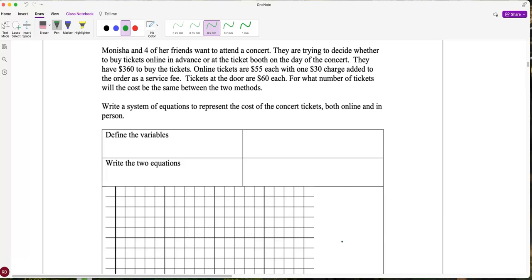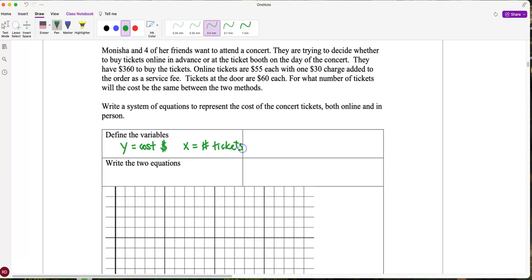Okay. Typically, people use x and y. What I don't want to use is O for online, and it doesn't feel easy to do non-x or non-y. So just pick something for one. What I'm going to do here is pick y to be the total cost, and x is my number of tickets. So y is my cost in dollars, and x is my number of tickets.